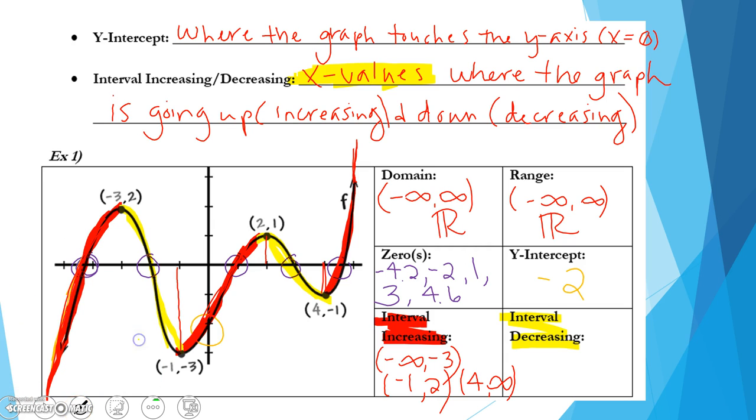Now for decreasing, for this section right here, it's starting at the x value of negative 3, and it's ending at negative 1. So it should complete the gaps between the increasing. And then this section right here starts at 2 and ends at 4.